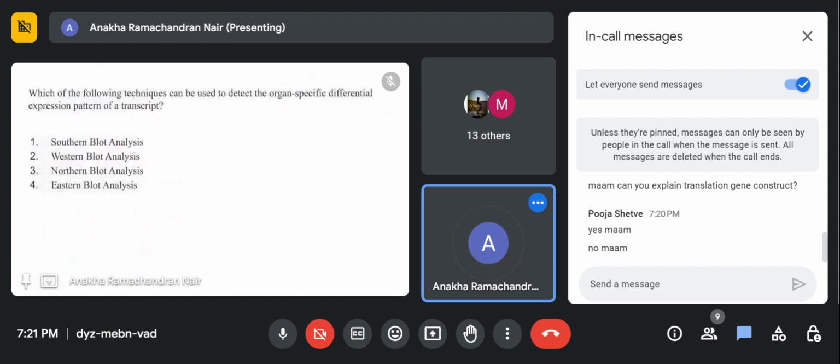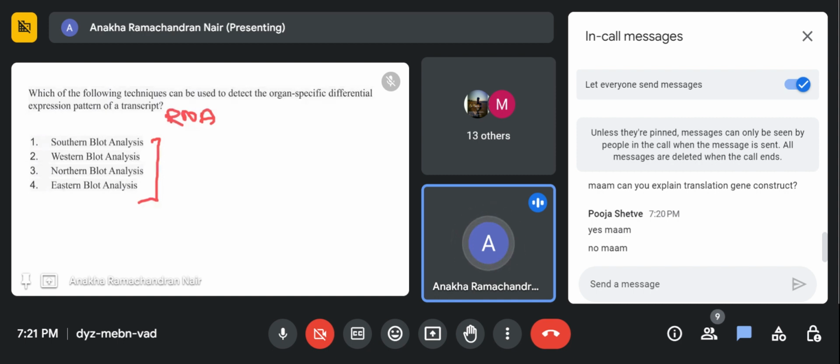Alright, so this is the first question. Which of the following techniques can be used to detect organ-specific differential expression pattern of a transcript? In this case, transcript obviously means that it is a RNA that you're looking for, right? And they're asking you for organ-specific differential expression. So, you need to know the difference between these kinds of blots.